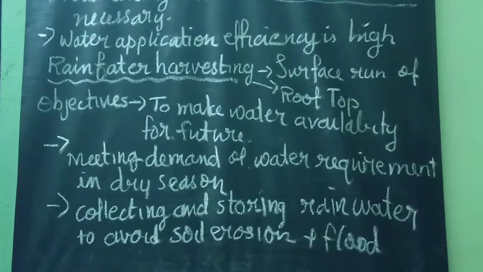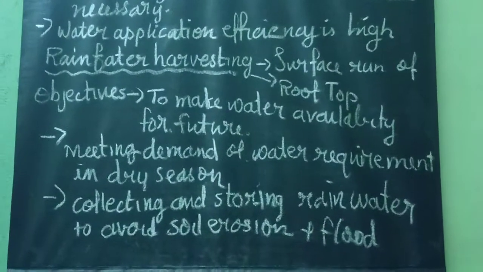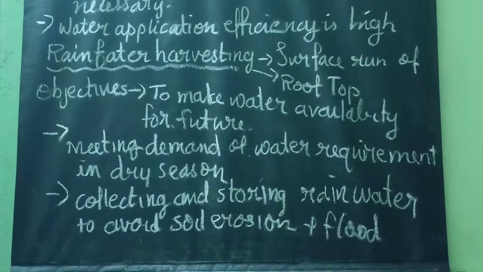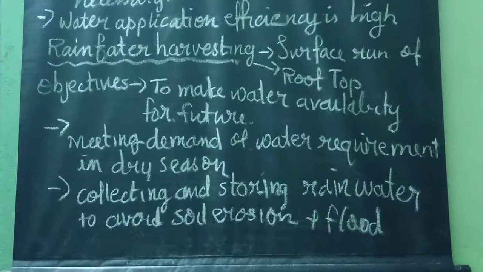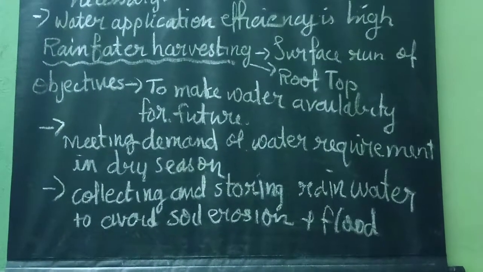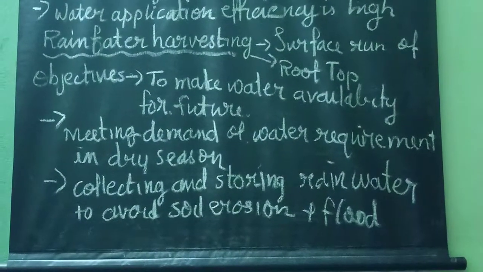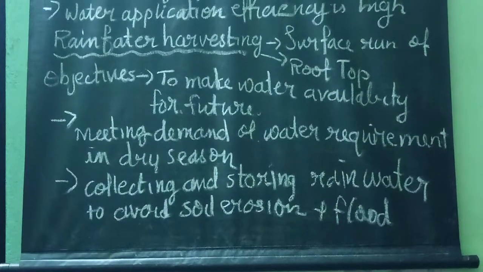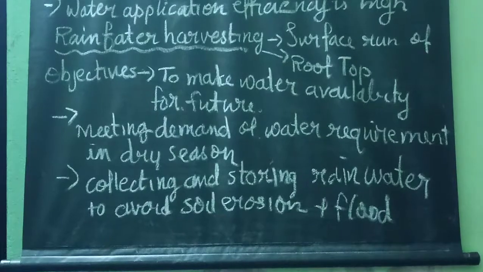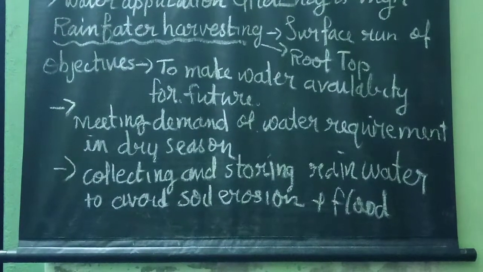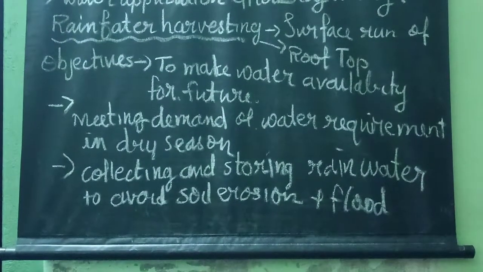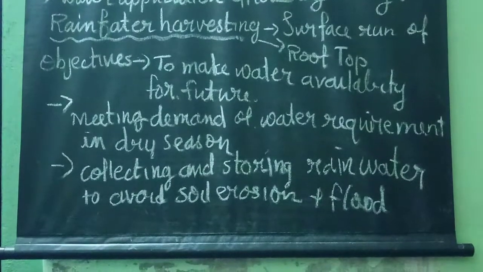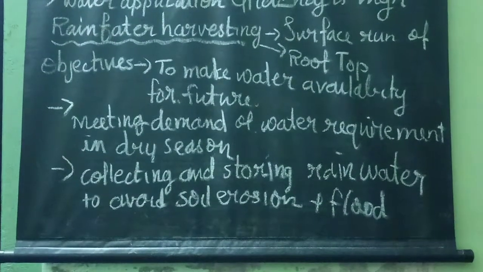In this method, rainwater is collected on a rooftop and directed to dry tanks. Rainwater harvesting has mainly two types: surface runoff harvesting and rooftop rainwater harvesting.